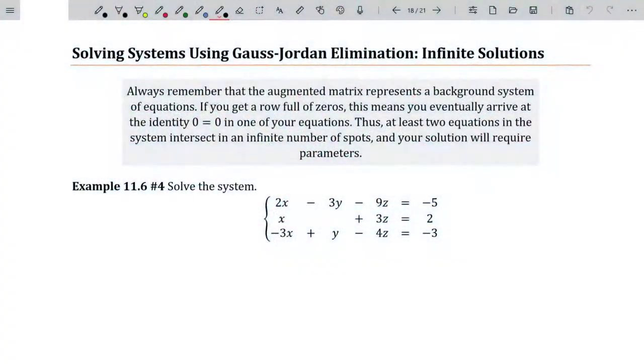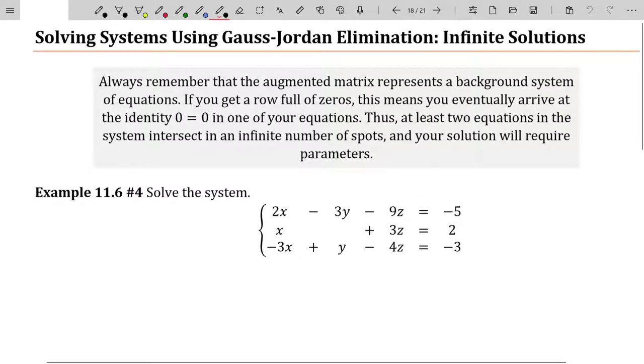Hello, my name is Roy Simpson, professor of mathematics at Cosumnes River College in Sacramento, California. This video is the fourth video in a series on solving systems using Gauss-Jordan elimination and augmented matrices. You should already be familiar with what an augmented matrix is and with Gauss-Jordan elimination, how to solve systems using that method. Now we're stepping into what happens if you get infinite solutions.